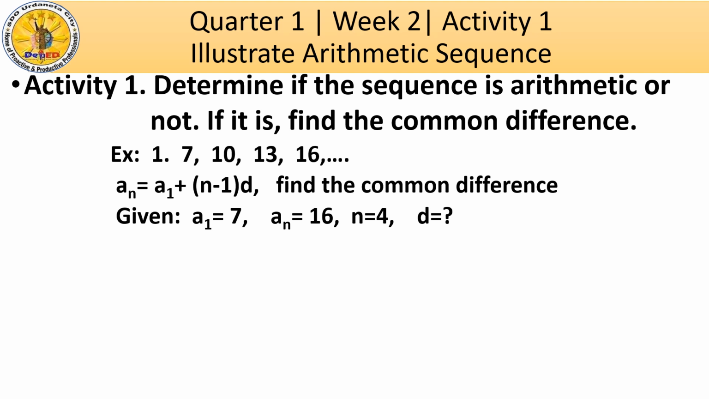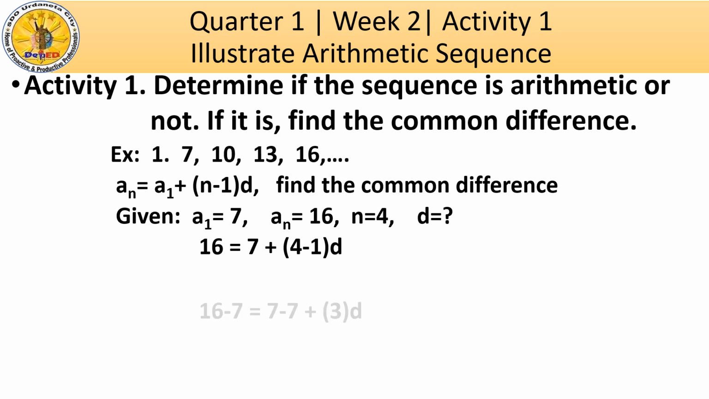A sub 1 is equal to 7, a sub n is equal to 16, n is 4 because there are 4 terms, 7, 10, 13, 16. And the unknown here is your common difference. So by simplifying, we have a sub n, 16, is equal to 7 plus the quantity 4 minus 1 times d. So by finding the additive inverse of 7, we have negative 7.